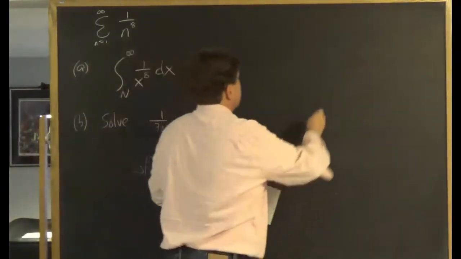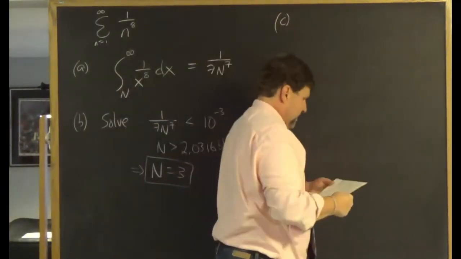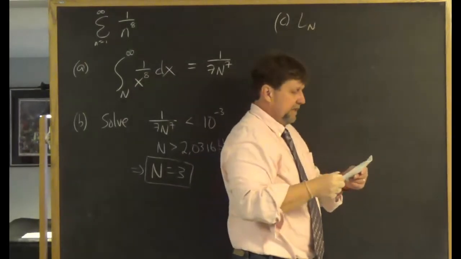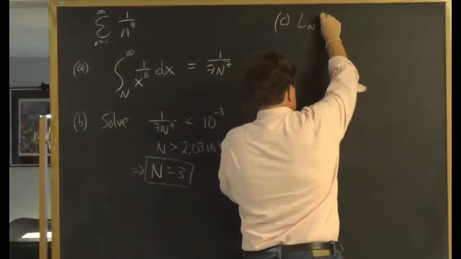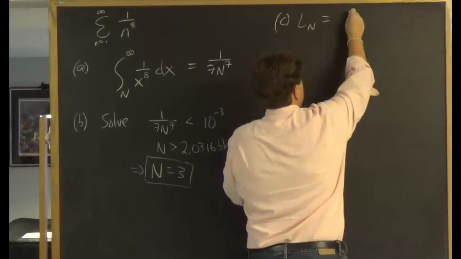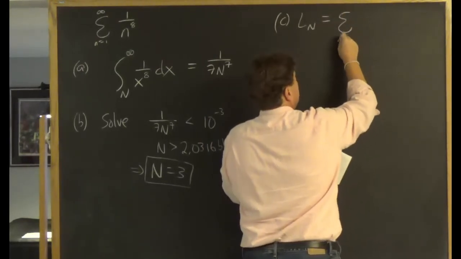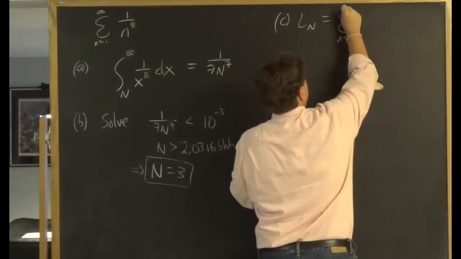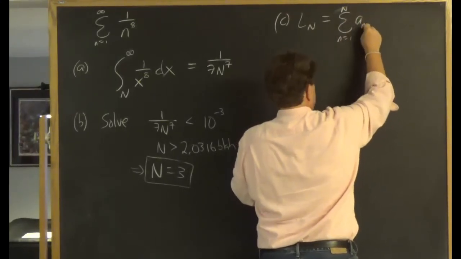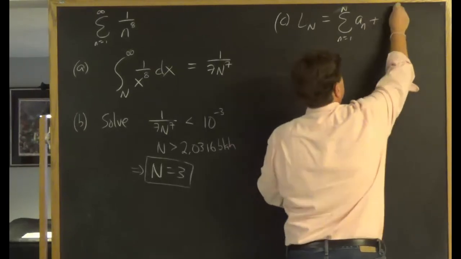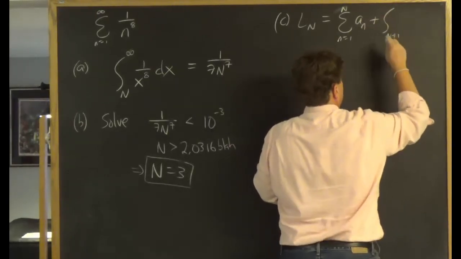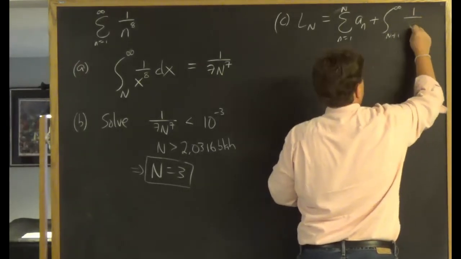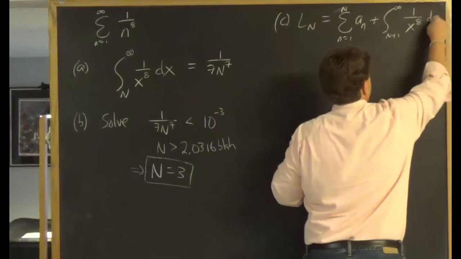So let's see, the lower bound. Well, that lower bound that we just saw on the slides is equal to the sum from n equals 1 to big N of a sub n, plus the integral from N plus 1 to infinity of 1 over x to the 8th dx.